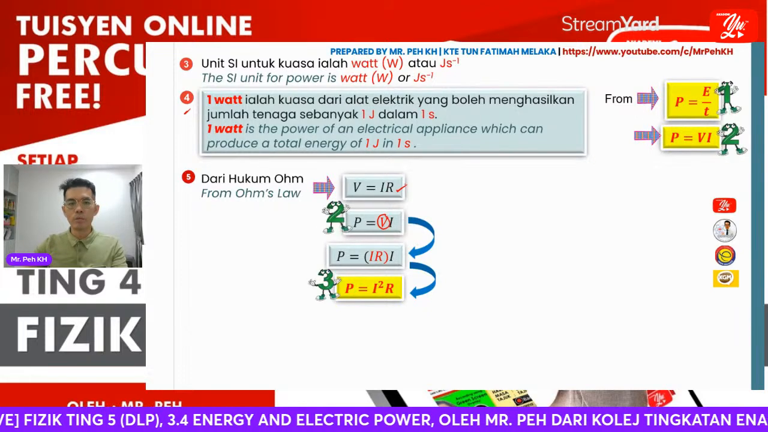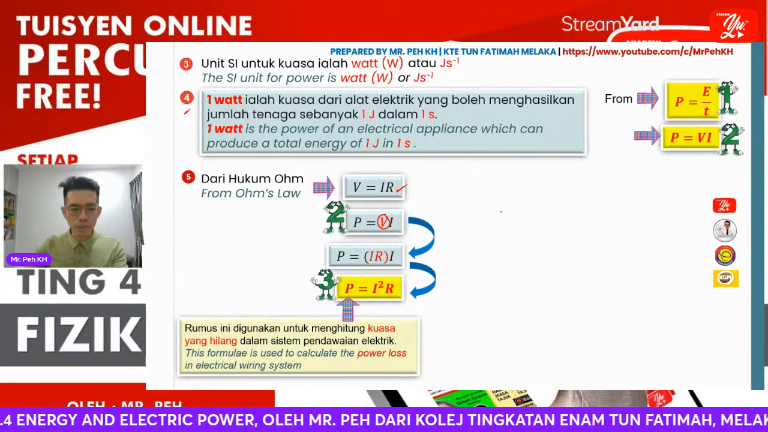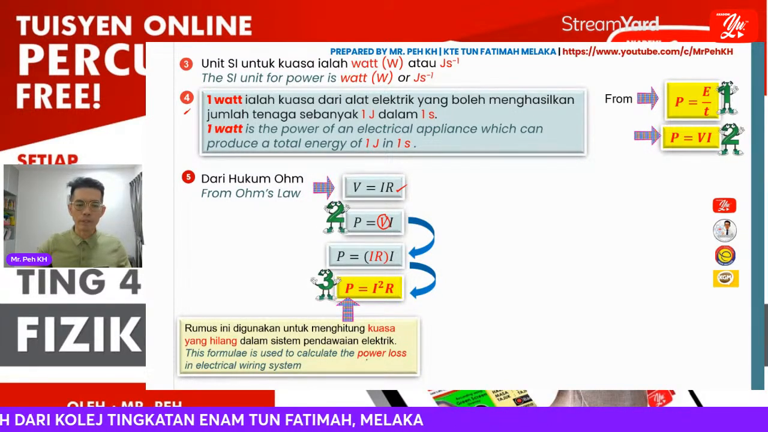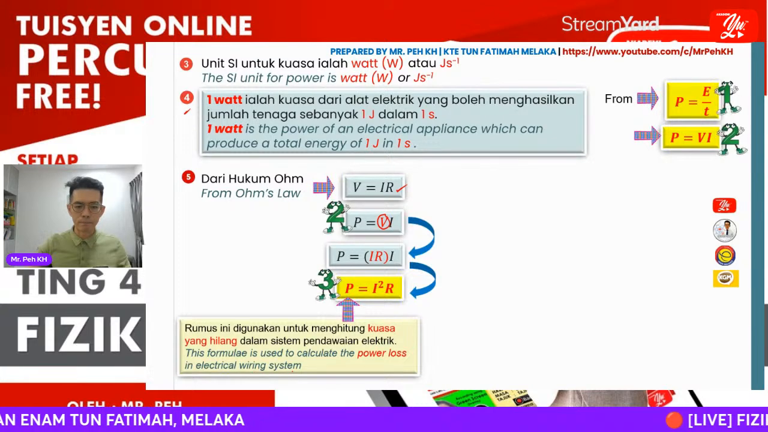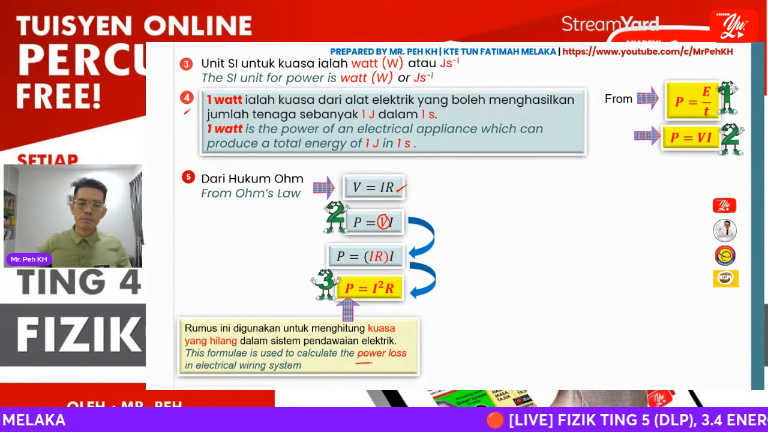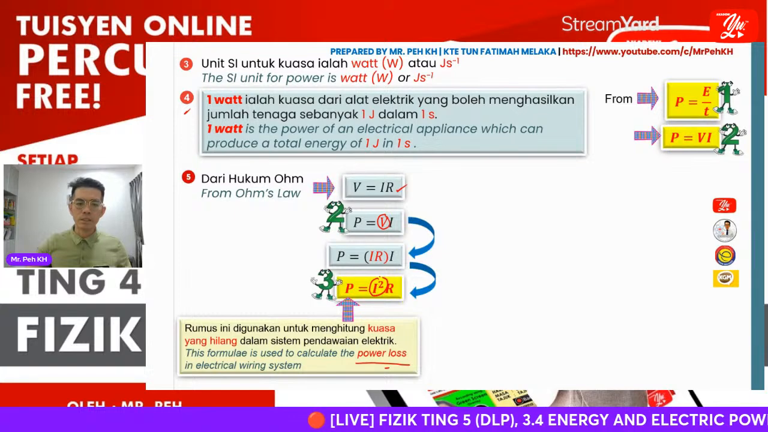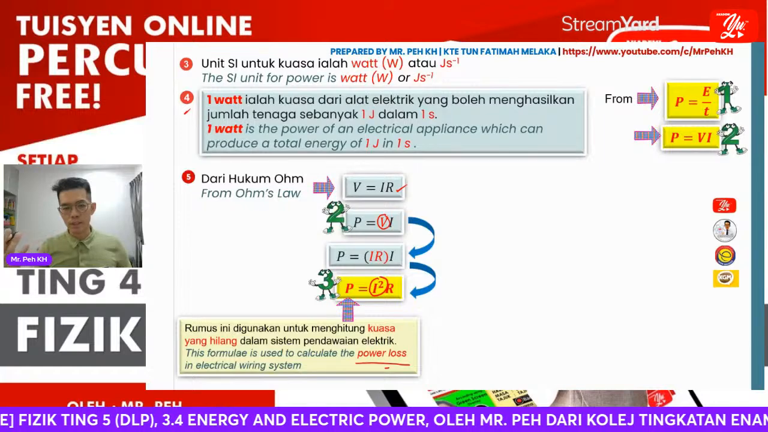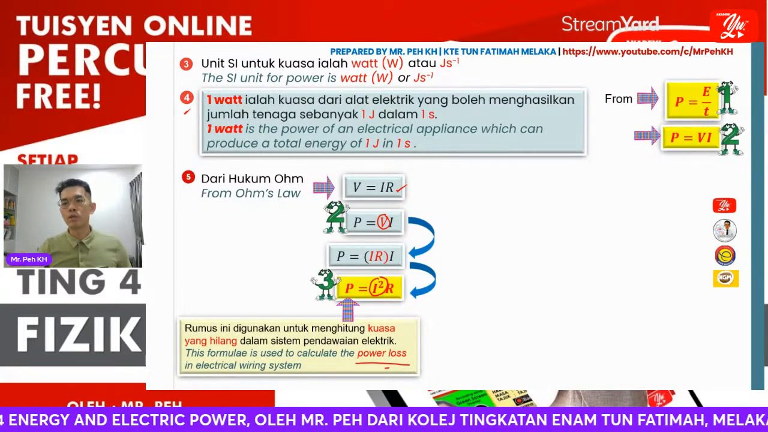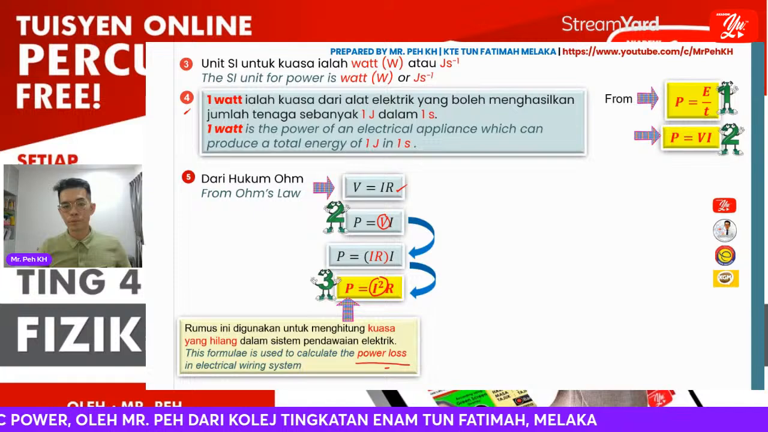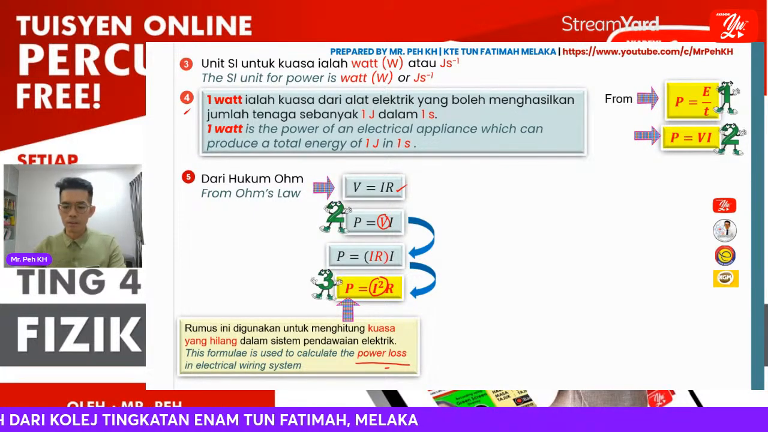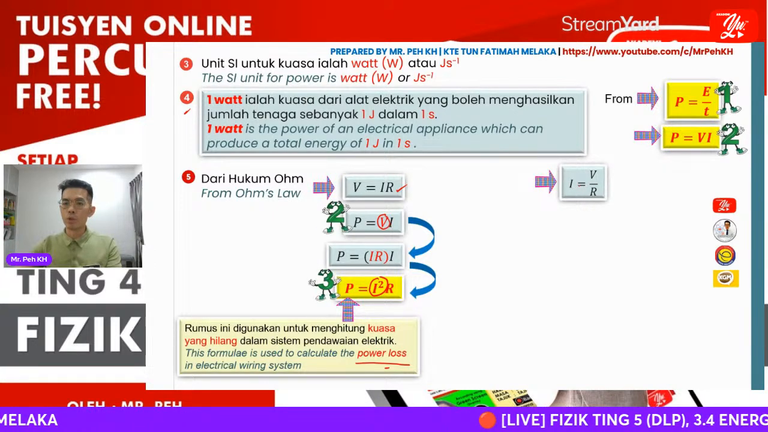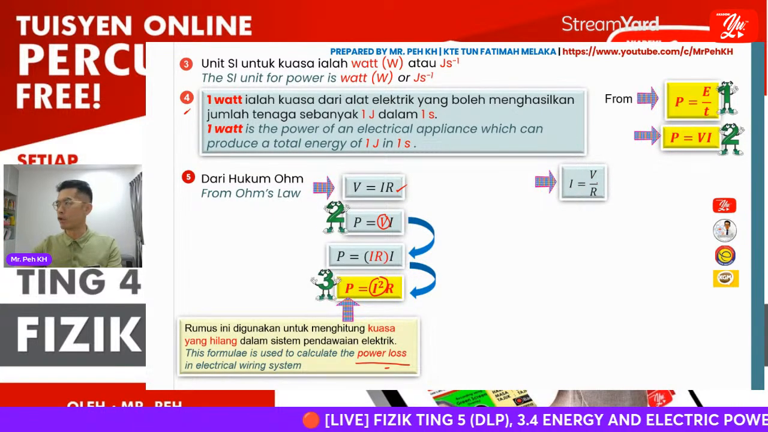Okay, so here the formula P equals I squared R is mainly used to calculate the power loss in the electrical wiring system, because the power loss depends on the amount of current flow. So the higher the current flow, the more energy will be lost in terms of heat. So the power loss will increase. Okay, then for the second one here, we can rearrange our Ohm's law to become I equals V over R.